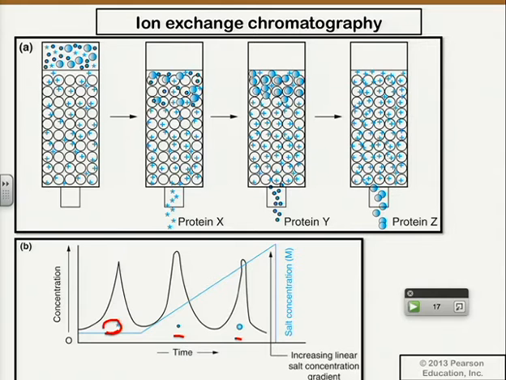Of the ones that stuck to the column, in this case, they are being eluted by a salt gradient, increasing concentrations of salt. So the more tightly the protein is bound to the beads, the more salt or ions it's going to take to displace it. So in this case, this one is weakly bound to the column, and this one has a higher affinity for the column because it took more salt to bump it off.